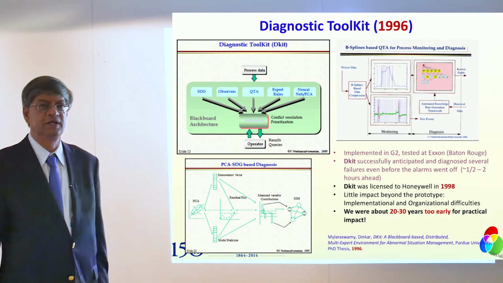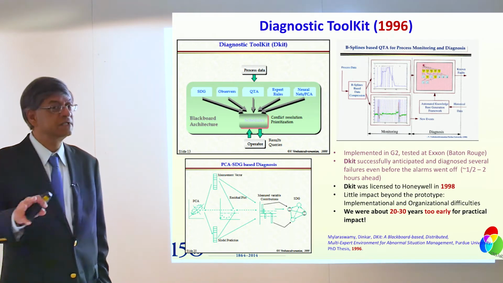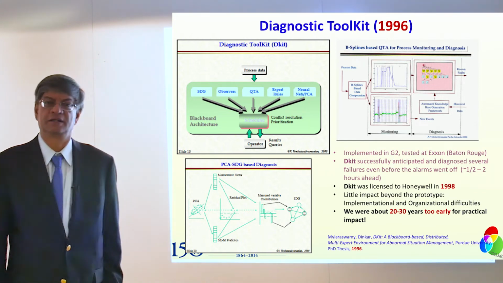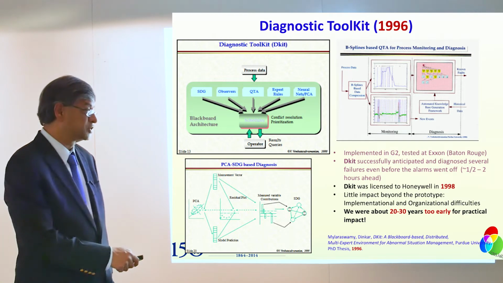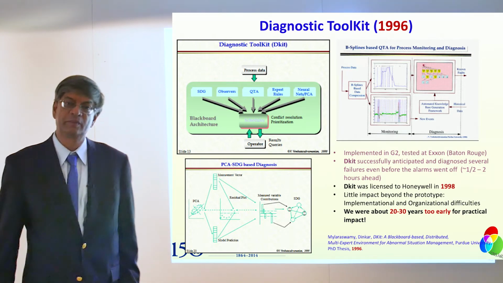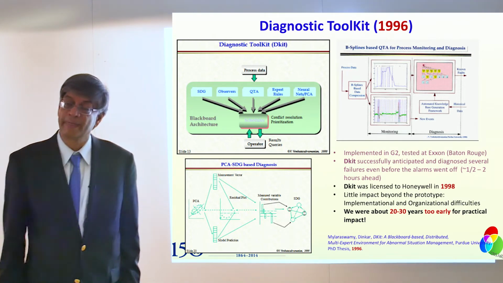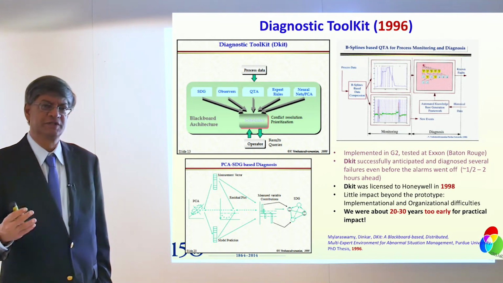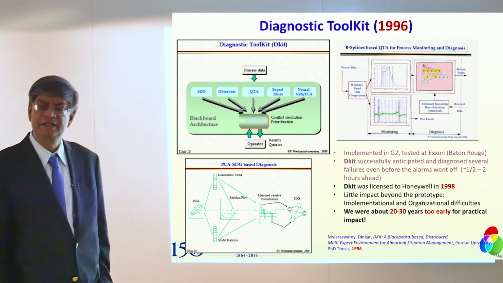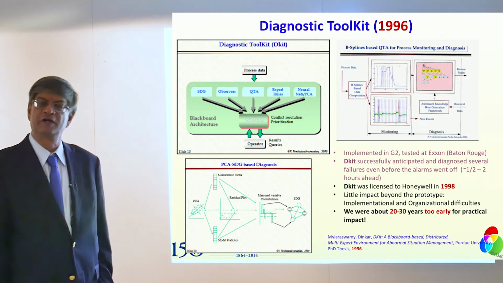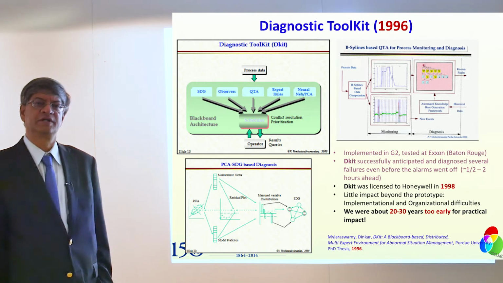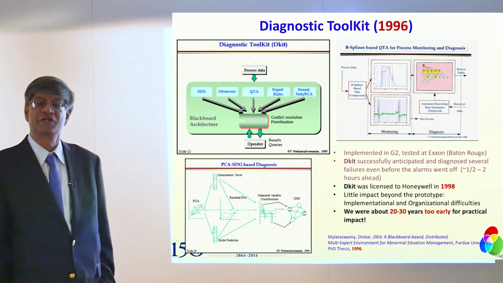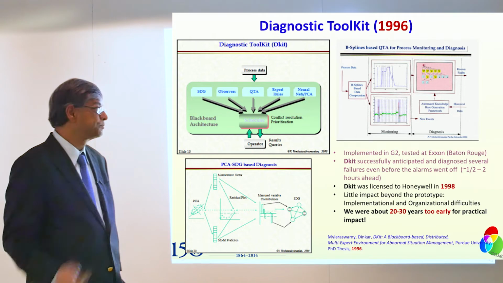And so the research prototype, what worked in the research prototype didn't work that well in a large-scale implementation. And so looking back, I realized that we were about 20 to 30 years too early to attack this problem for industrial impact. Even though we knew how to solve this problem, we knew how to develop these AI-based systems for fault diagnosis and alarm advisory purposes and so on. For industrial applications, we were just too early.